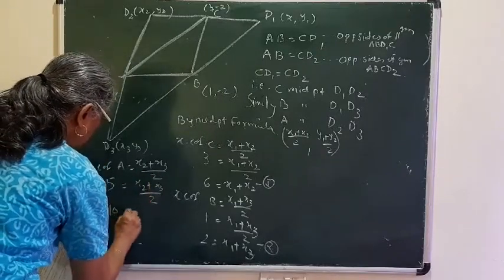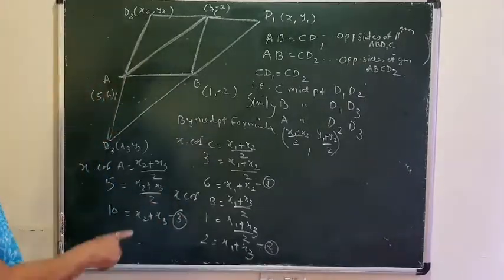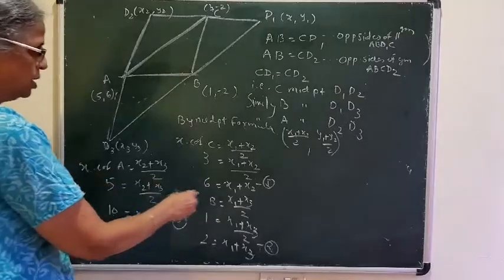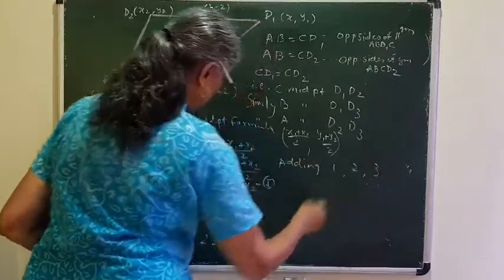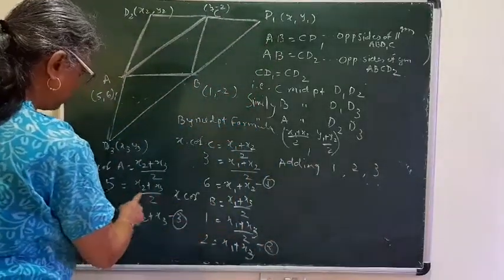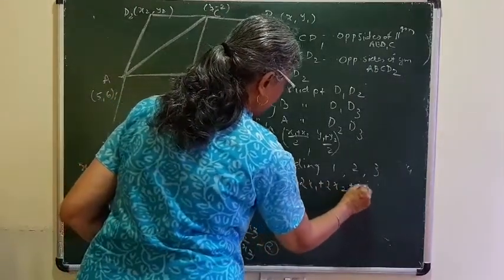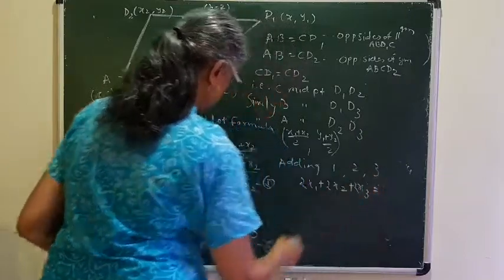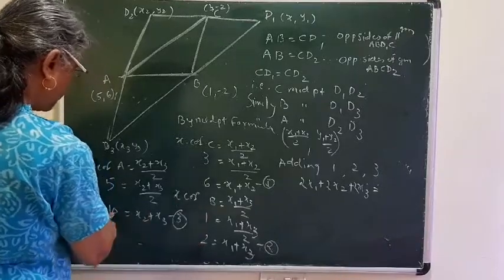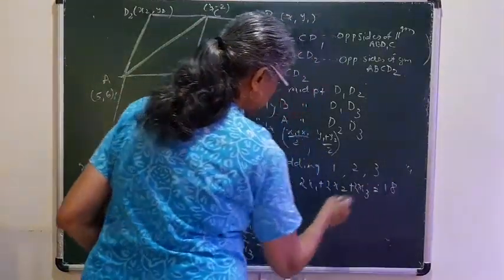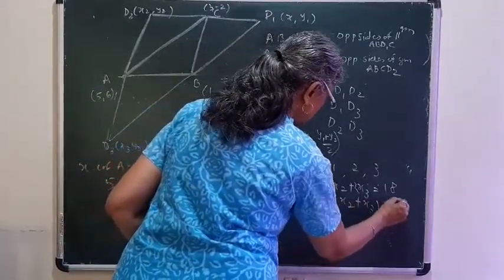So 10 is equal to x2 plus x3. So this is the third one. Followed? So if we add 1, 2 and 3, what will be 2x1 plus 2x2 plus 2x3? It is equal to this on the right hand side. This is 6 plus 2, 8. 8 plus 10, 18. So we have 2 bracket x1 plus x2 plus x3 is equal to 9.